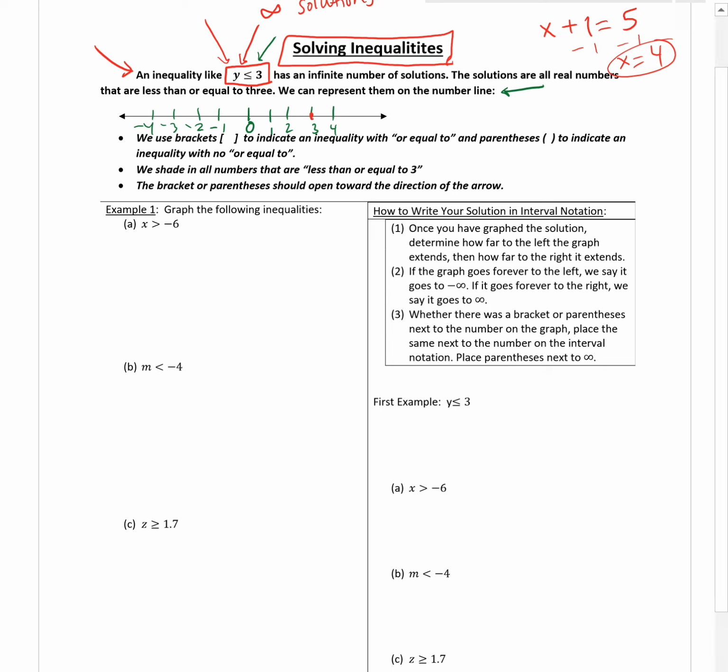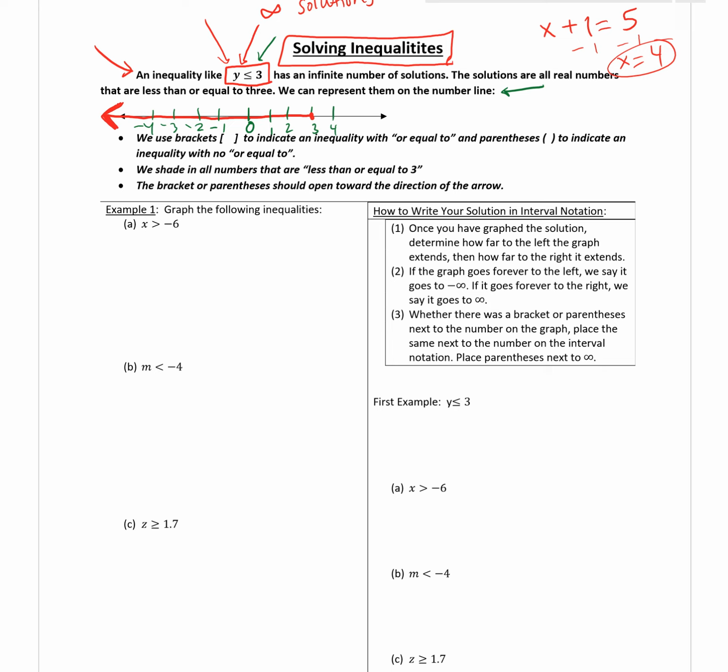Well, 3's here. Okay, that's 3. All the numbers that are less than 3 are over to the left. 2, 1, 0, etc. And they're going on forever, which is why I made sure to write an arrow, because they never stop. Every single number that's to the left of 3 is a solution to that inequality, no matter how far off you go to the left.